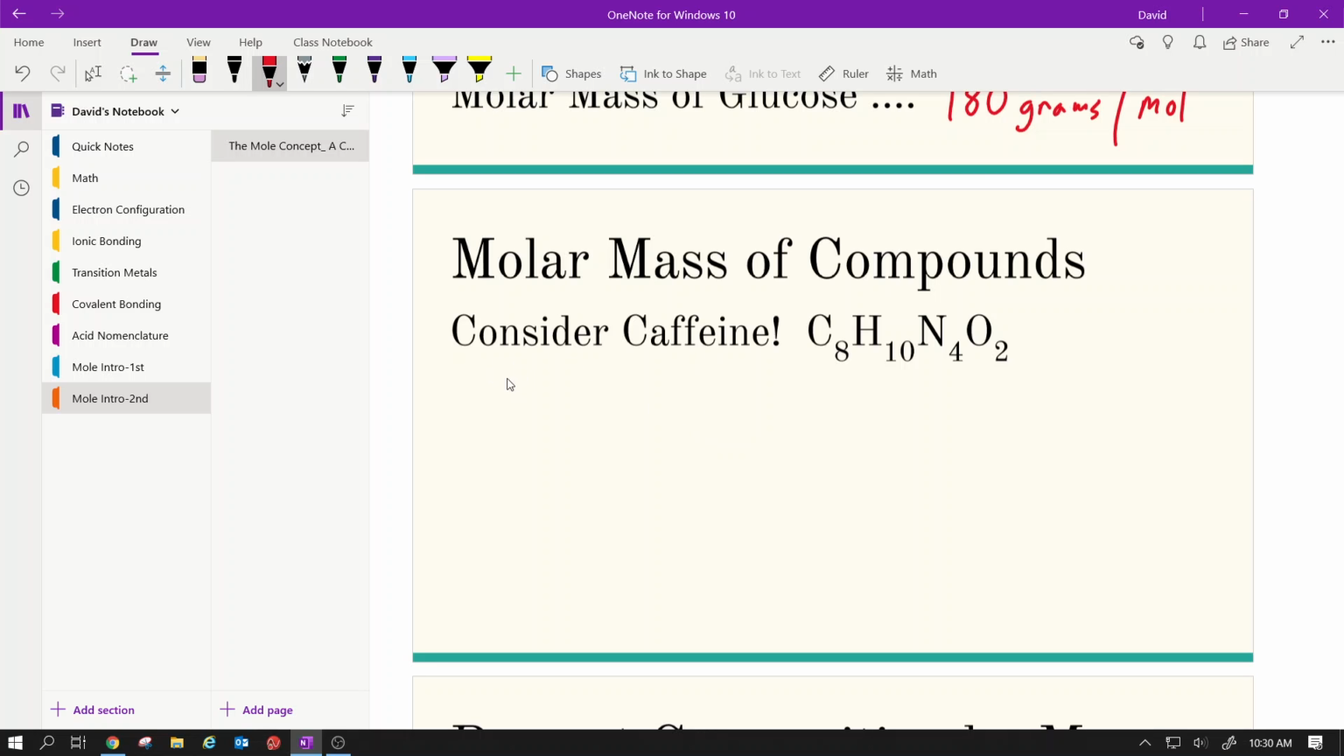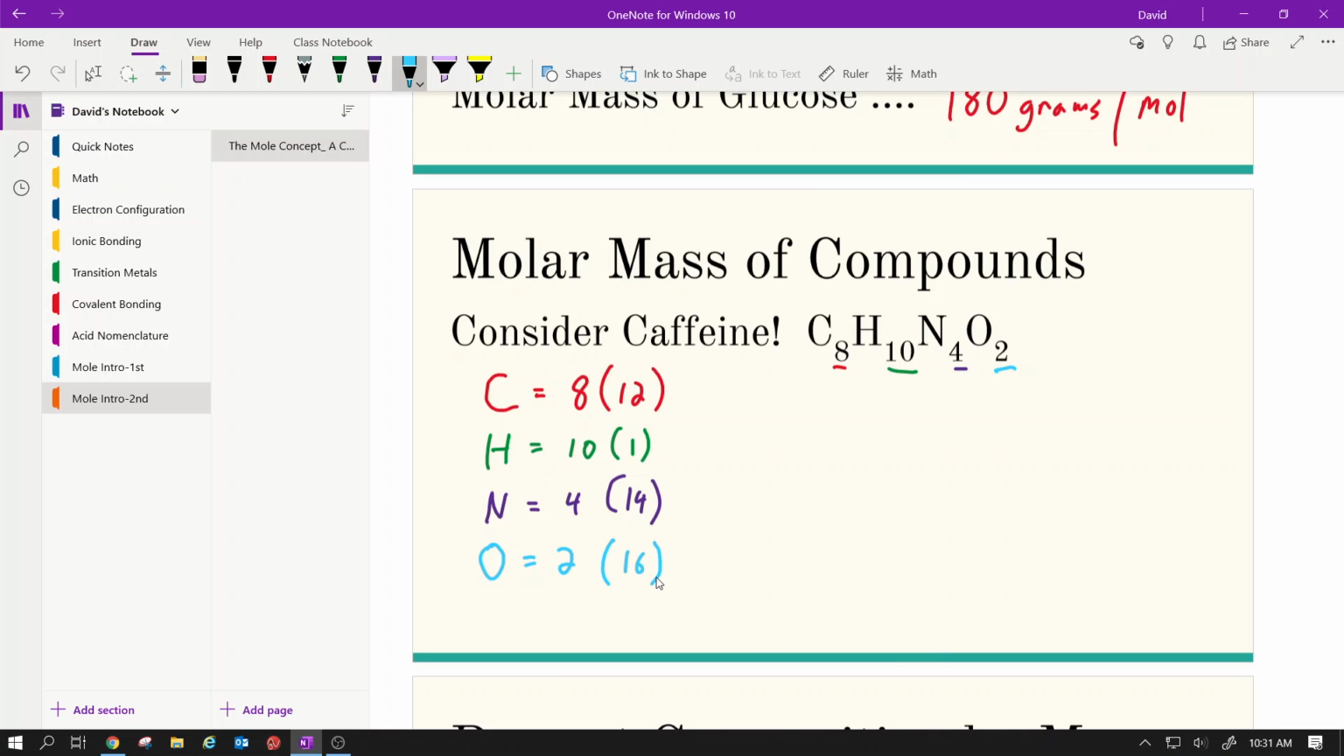So let's see. For my carbon, I would have 8 atoms times an atomic mass of 12. For my hydrogen, I'm going to have 10 atoms times an atomic mass of 1. For my nitrogen, I'm going to have 4 atoms times an atomic mass of, I'll go ahead and tell you that it's 14. You could look on your periodic table. And then finally, for my oxygen, I'm going to have 2, and they are 16 each. Okay?